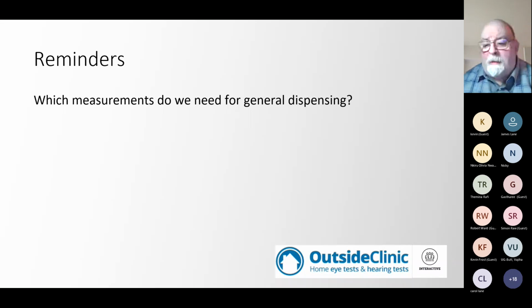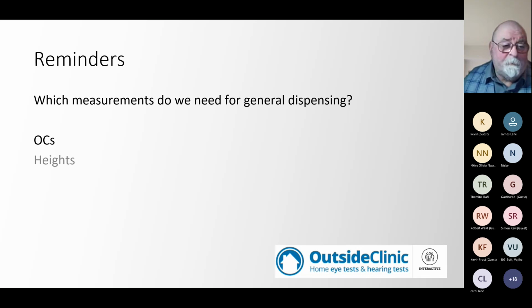So a couple of reminders. Which measurements do we need for a general dispensing? Well, of course, we need the optical centers or the patient's PDs. I normally only take the monos these days because I find that more accurate. But whether you take the monos or the full PD, that is fine.